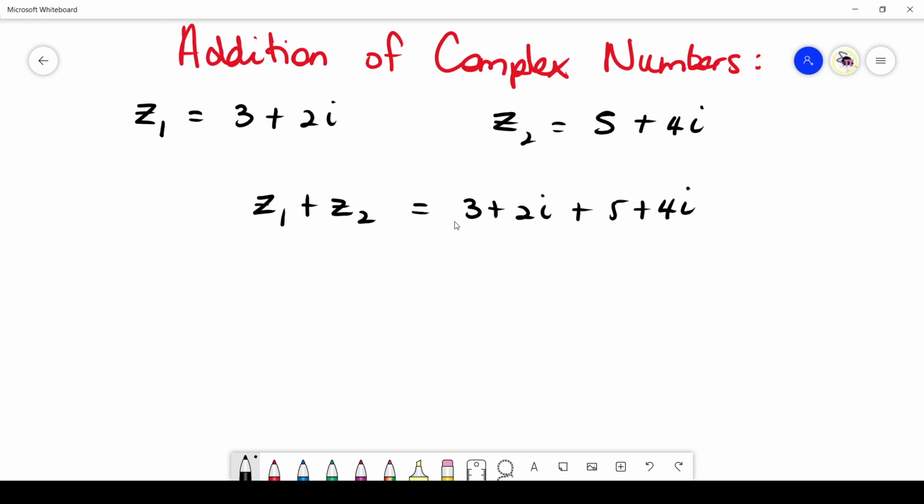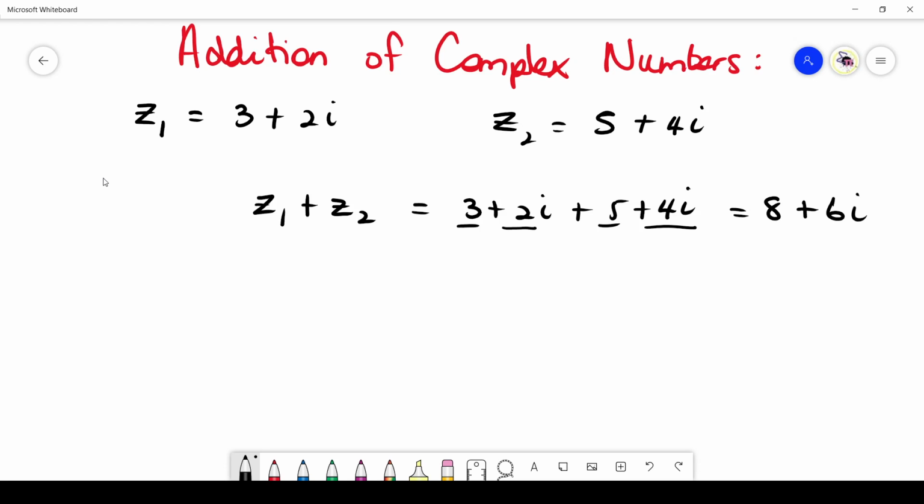You'd simply rearrange your like terms, and you will end up getting 3 plus 5 gives you positive 8, and positive 2i plus 4i. Think of it in terms of algebra: 4 plus 2 gives us positive 6i. So the sum of these two complex numbers is simply 8 plus 6i. So you usually end up with another complex number as an answer, right? That's how easy it is to add two complex numbers. You just treat it like an algebraic expression, and you simplify.